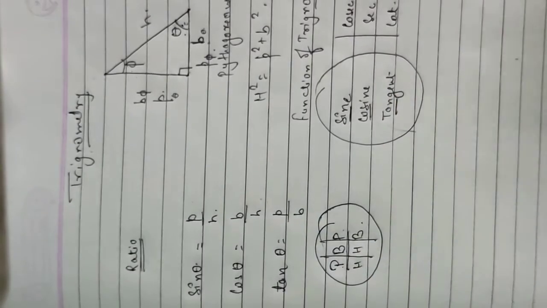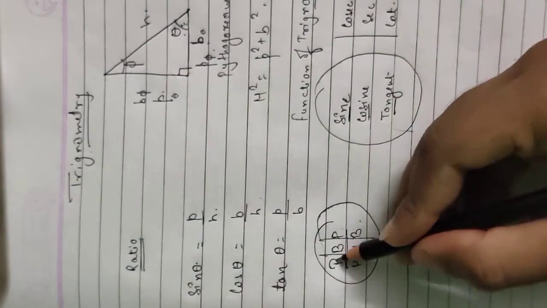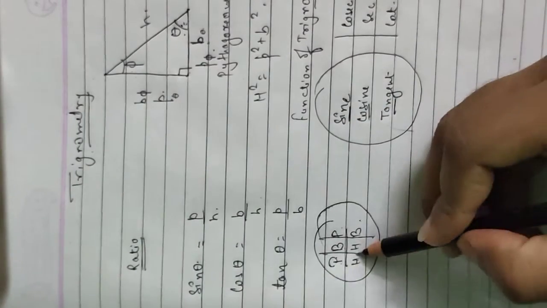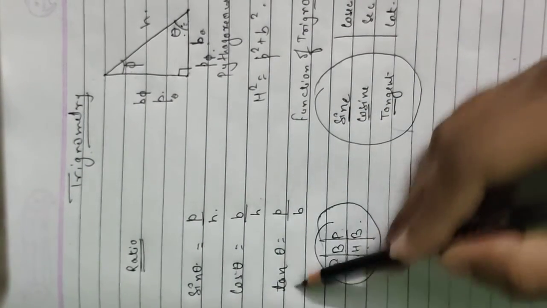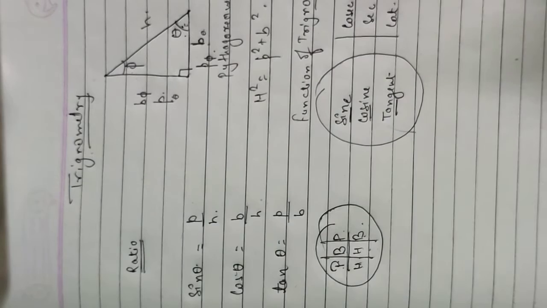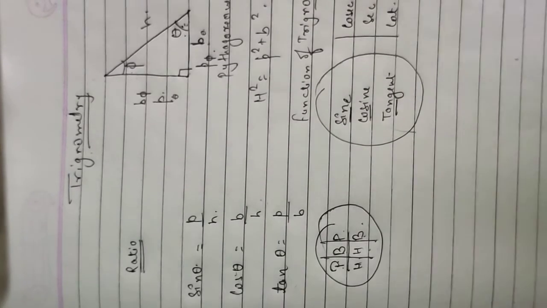Okay, you just make it, and then you can see p by h for sine. Sine comes first, so p by h comes first. Cos comes second, b by h. Tan, p by b. You can see that this will help you find the ratio.